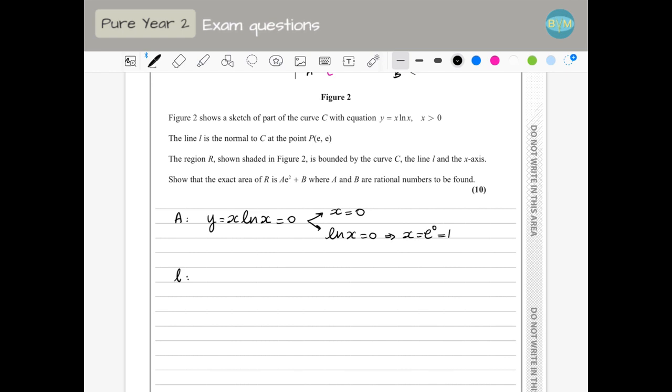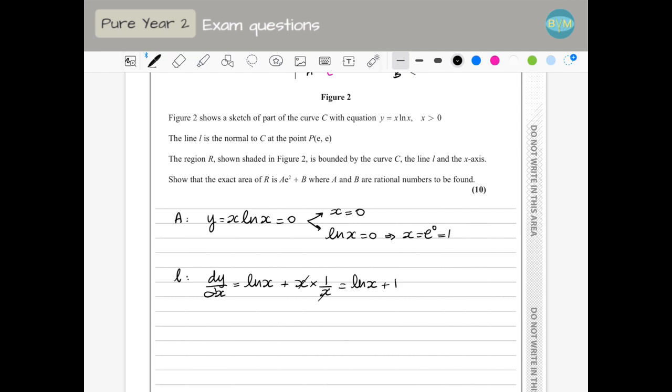So to find the line L, I'm going to do: gradient of the tangent is going to be dy by dx. For this one, I can use the product rule because I have two different functions. So it's going to be the derivative of the first one, which is 1, times the second one, so ln x, plus the first one without doing anything to it, times the derivative of ln x. So it's x times 1 over x. So this is going to be ln x plus 1.